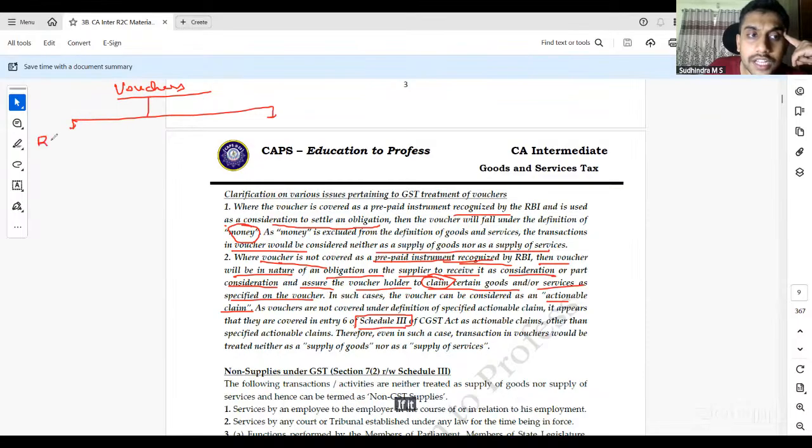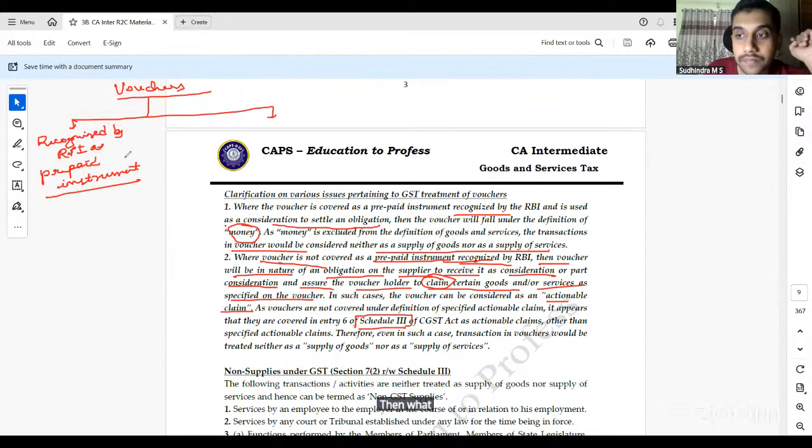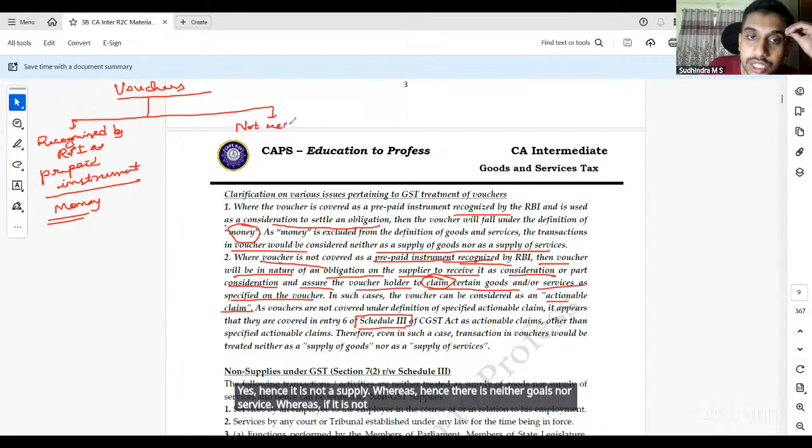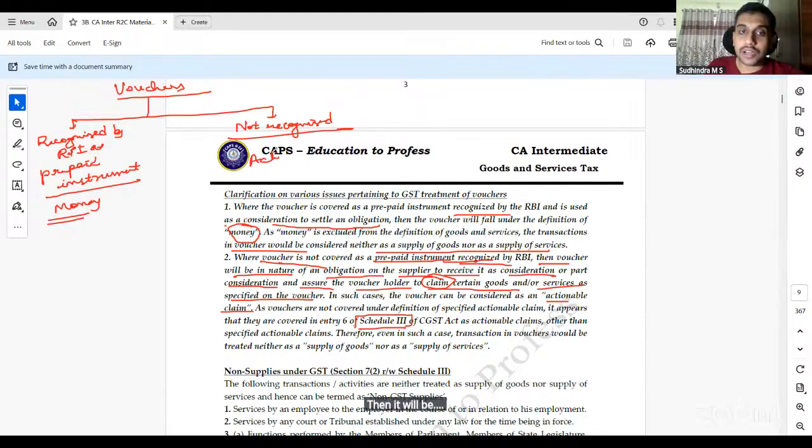If it is recognized by RBI as a prepaid instrument, then what happens? Not a supply. It is money. Hence it is not a supply, hence it is neither goods nor service. Whereas, if it is not recognized as such, then it will be actionable claims. If it is actionable claims, it goes to Schedule 3.